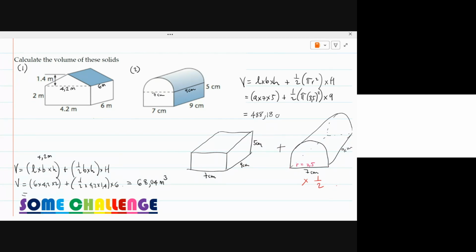488,18 centimeters cubed. All right. Are we all good? Everybody okay?